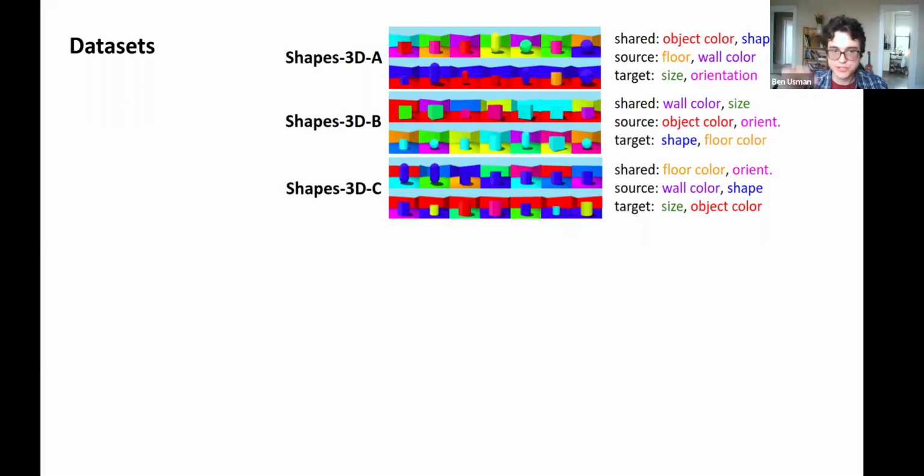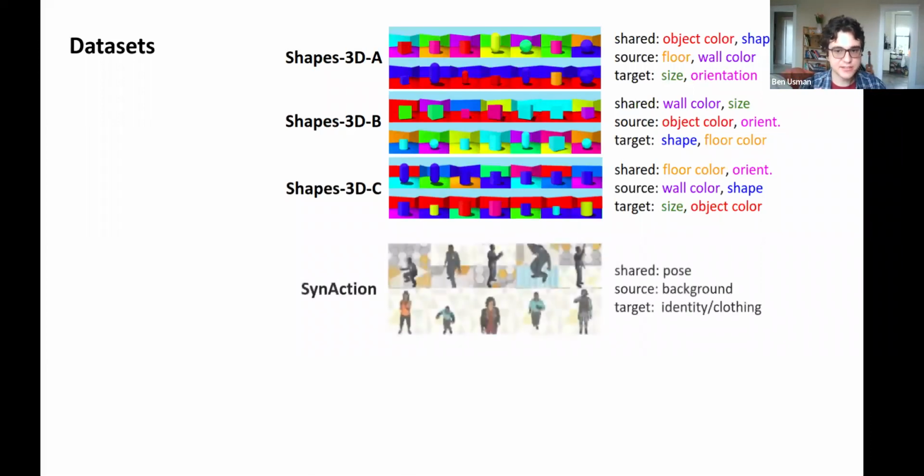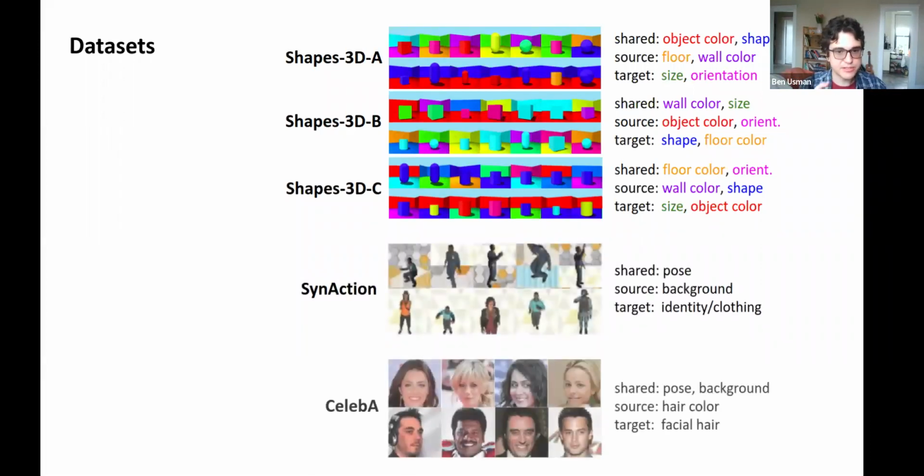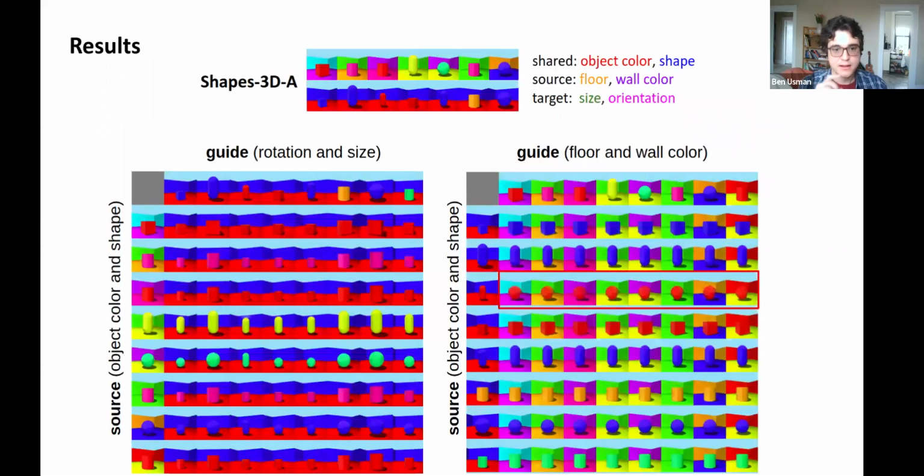Okay, so we evaluated our method across 3 splits of 3D shapes with different domain-specific and shared factors, just to show which methods can adapt to changes, like this factor was domain-specific and now it's shared, or vice versa. A synthetic Synaction dataset, and a particular split of the CelebA dataset that was proposed in prior work. On the shapes dataset, it works almost perfectly.